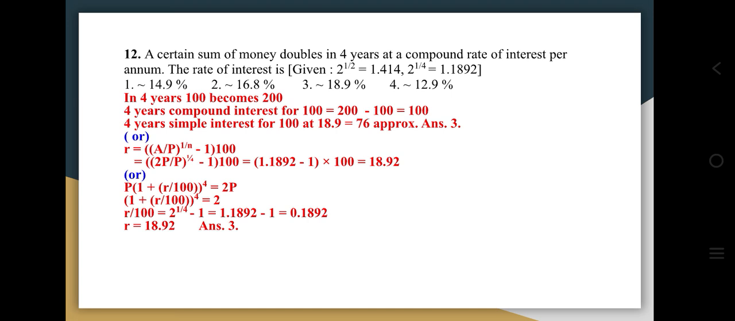compound interest formula, P into (1 plus R by 100) power N is the amount. Here the amount is 2 times the principal amount. So P into (1 plus R by 100) power 4 is 2P. If you cancel P, you get (1 plus R by 100) power 4 is 2. So R by 100 is 2 power 1 by 4 minus 1. Again, if you use the value of 2 power 1 by 4, it is 0.1892. So R is 100 into 0.1892, that is 18.92.